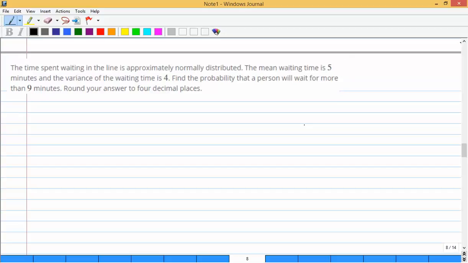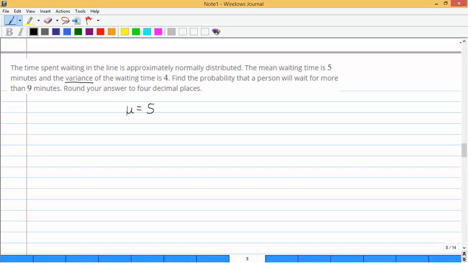The time spent waiting in line is approximately normally distributed. The mean waiting time is 5 minutes. So the mean equals 5. Now be careful on these problems because look what it gives us. It says the variance of the waiting time is 4.